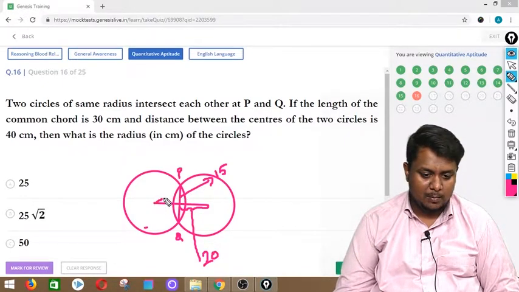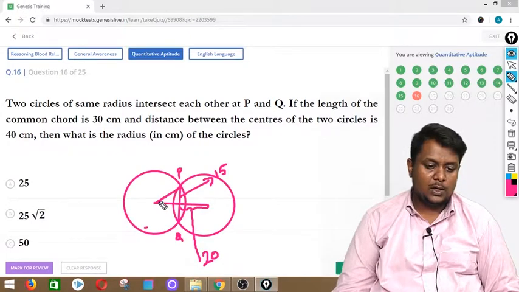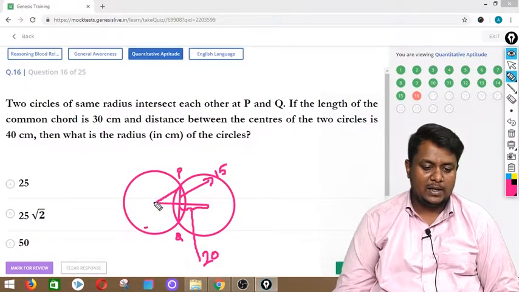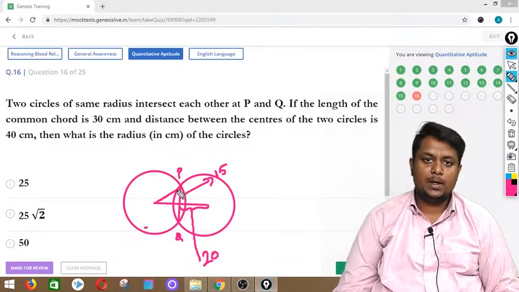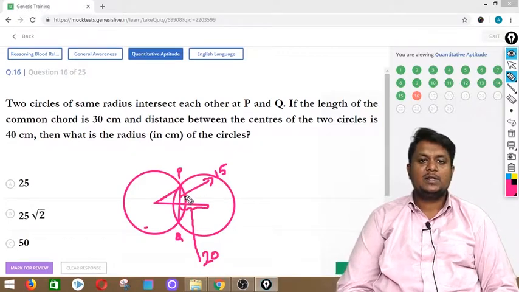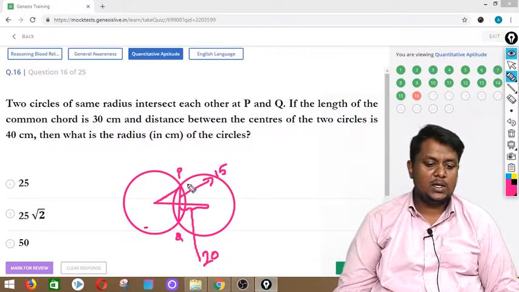The radius is nothing but the line connecting the center and point P, because point P lies on the circumference of the circle.